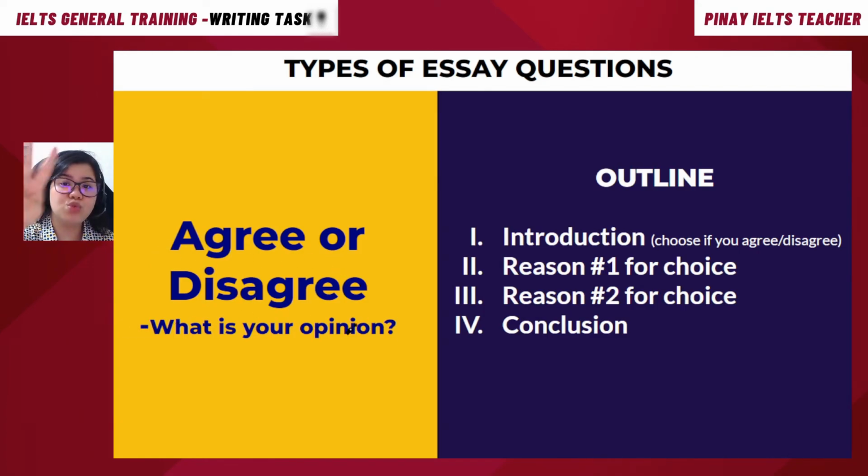Then you need to have 2 reasons to support your decision or your stance, why you are agreeing or disagreeing. And those 2 reasons will now become your main body paragraph 1 and main body paragraph 2. All right, I hope that is clear.